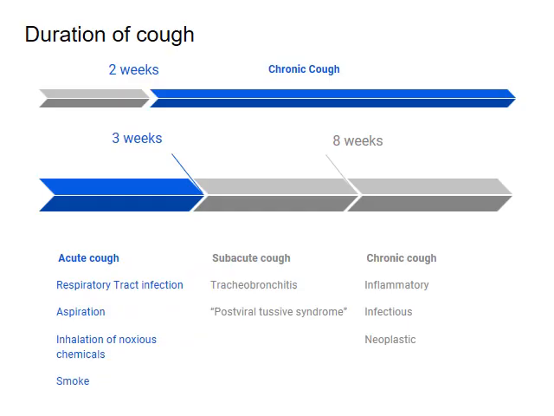So for countries that would have high prevalence of tuberculosis, the term chronic cough would be cough of more than 2 weeks in duration rather than more than 8 weeks in duration.